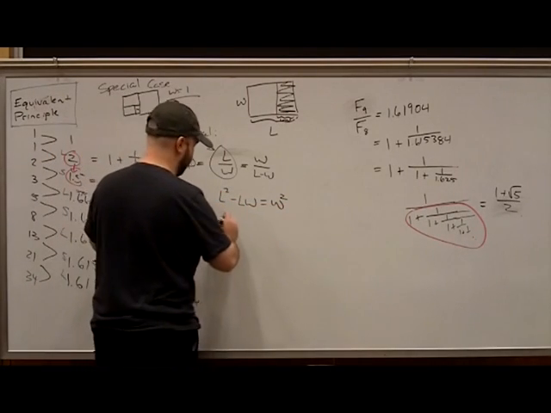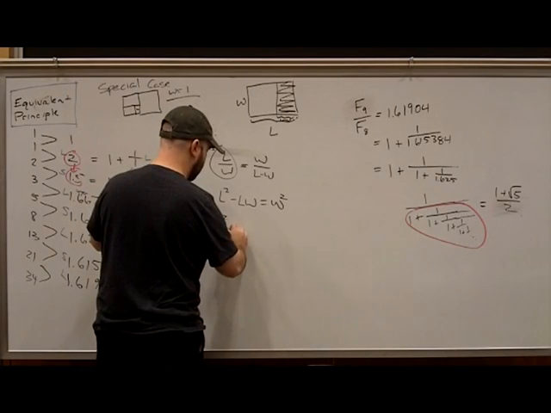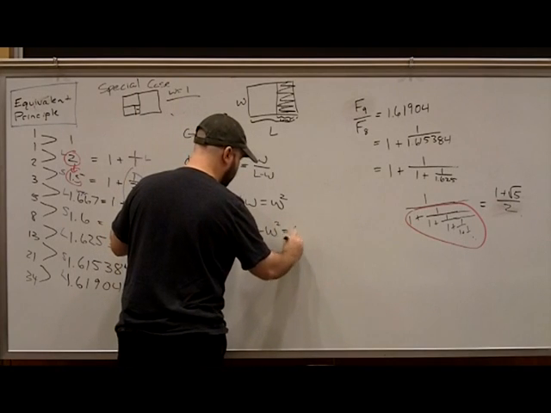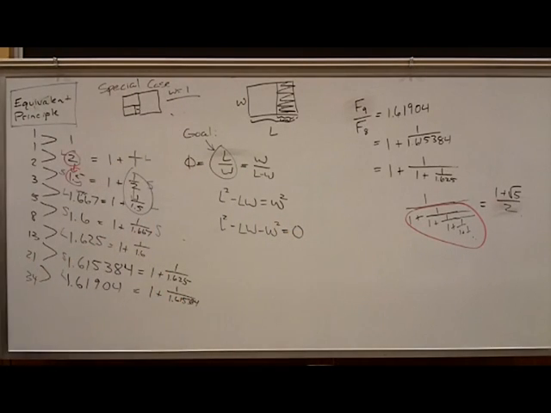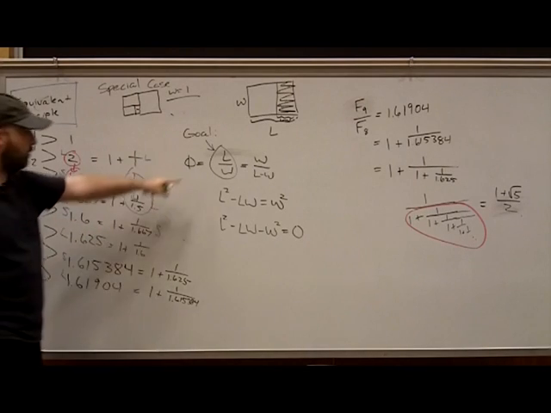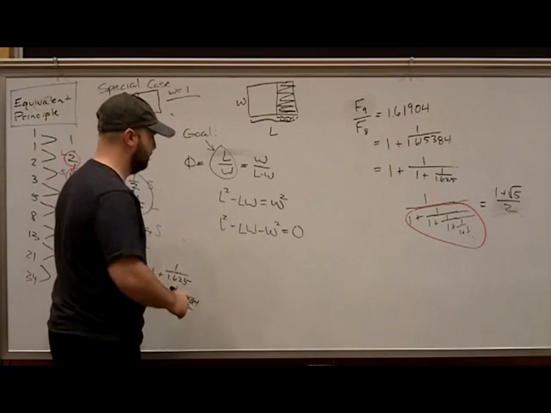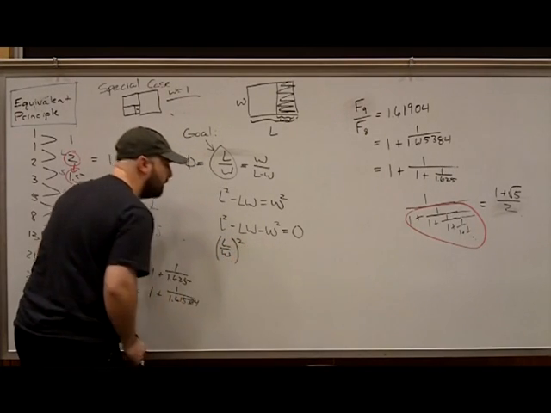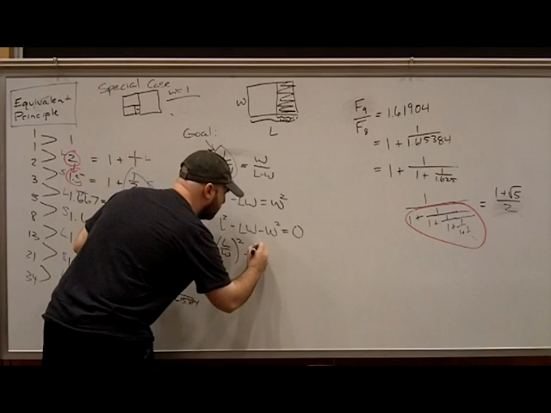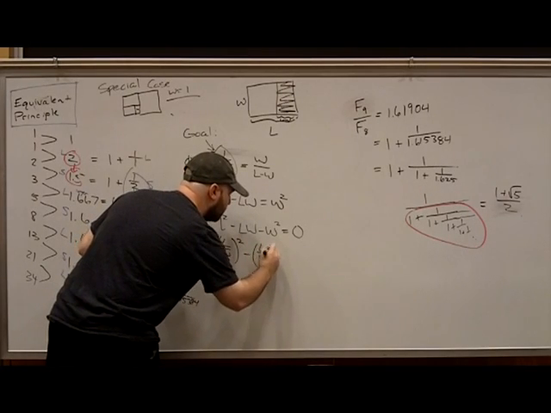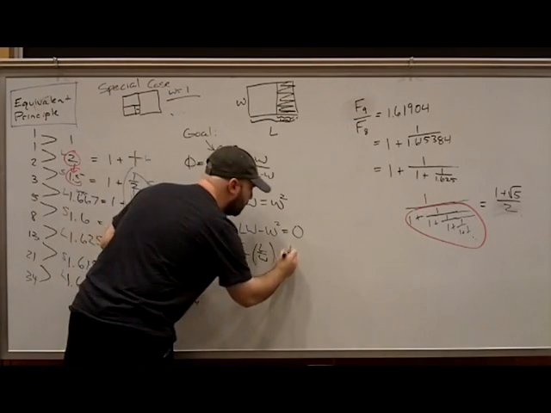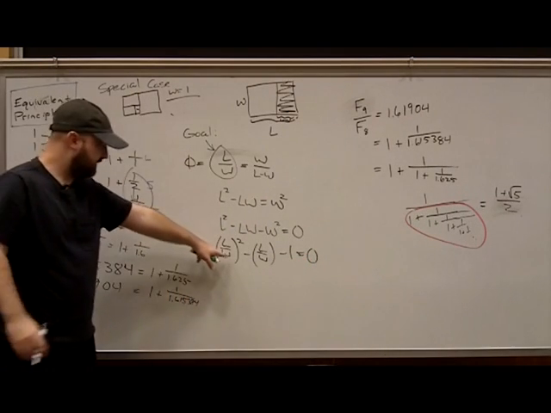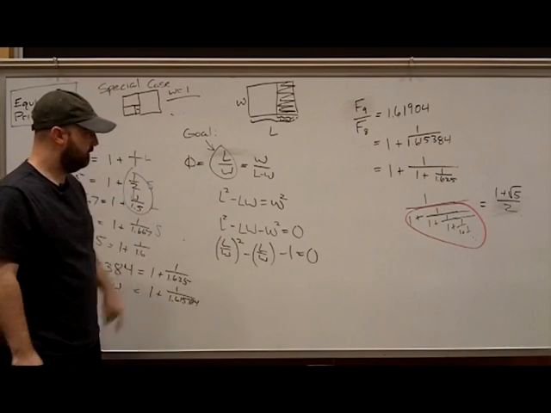I'm going to take everything and jam it on one side, which is what we do with most equations for a very, very long time, and perhaps even most equations after that. And then I want to get L over W, so I'm going to divide by W squared. And now we've named this guy right here phi.